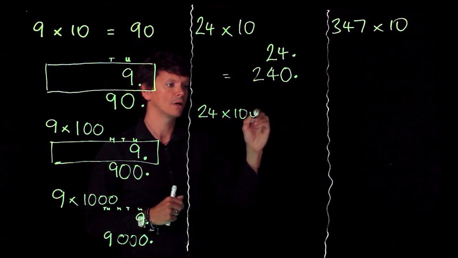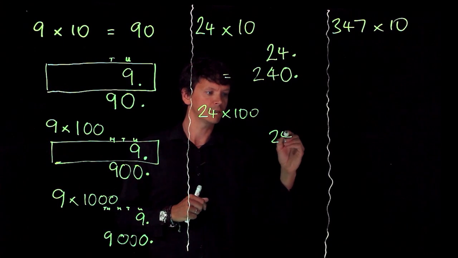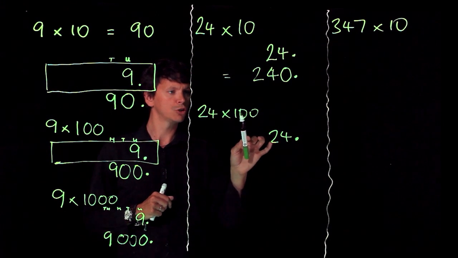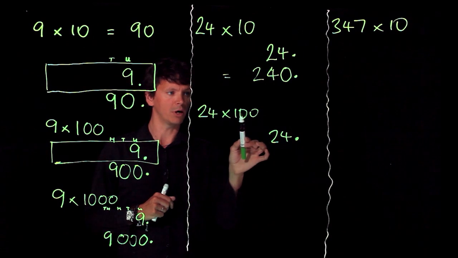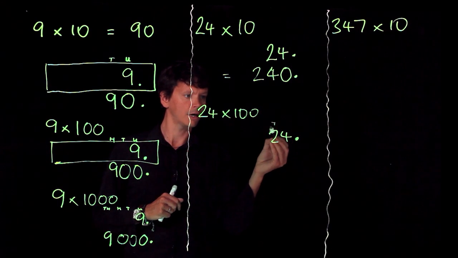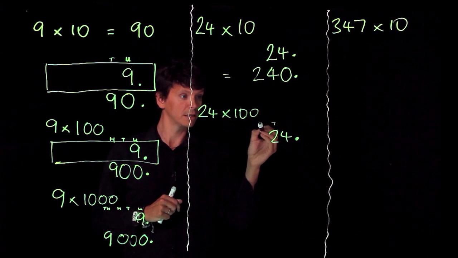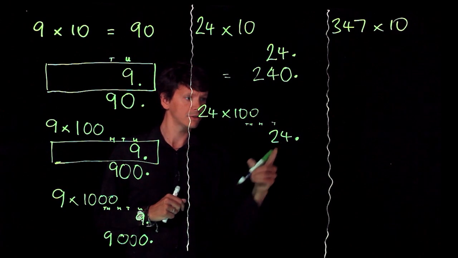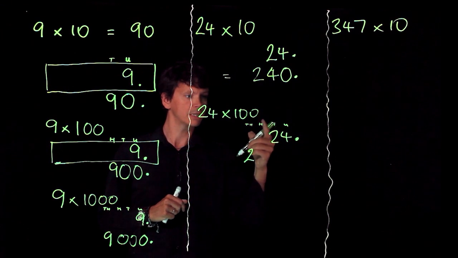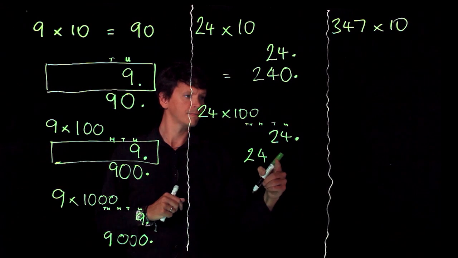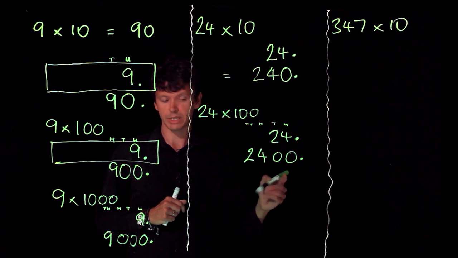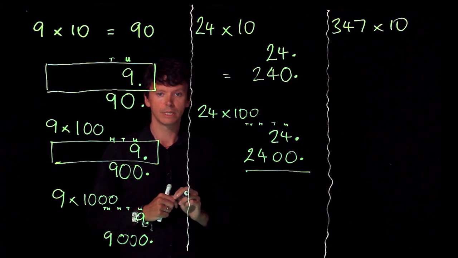24 times 100. Okay, just as we've done before. 24, there's our decimal point. We're going to move the digits 2 places to the left because we're multiplying by 100, 2 zeros. So our 2, in the tens, is going to move 2 places, bypassing the hundreds, and end up in the thousands. Our 4, which is in the units, is going to move 2 places and end up in the hundreds. We no longer have any tens. We no longer have any units. Decimal point, just where it's always been: 2,400.